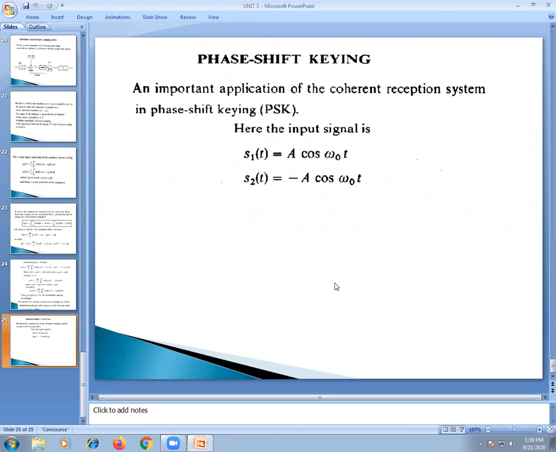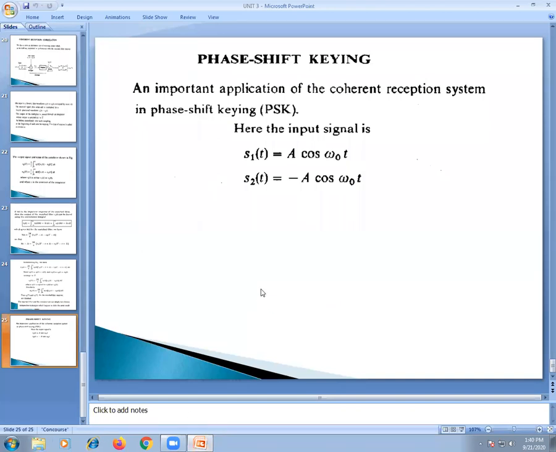The same signals, but opposite. A cos omega naught t, minus A cos omega naught t. S1 of t is A cos omega naught t. S2 of t is minus A cos omega naught t. So that is the same signal with the opposite polarity. Okay.